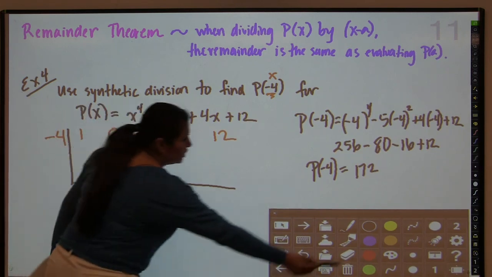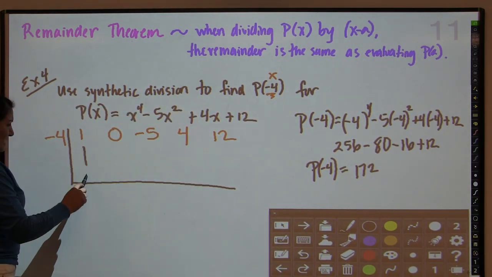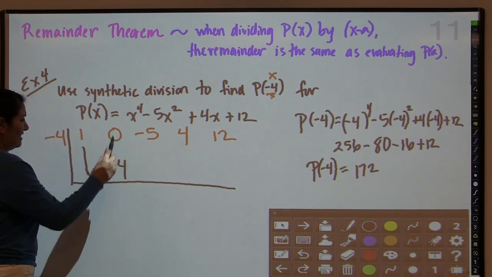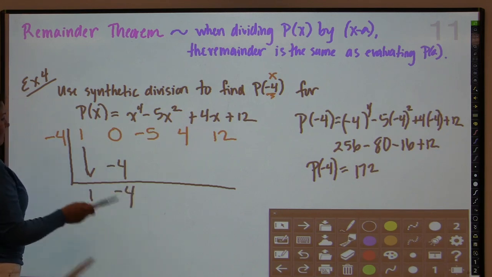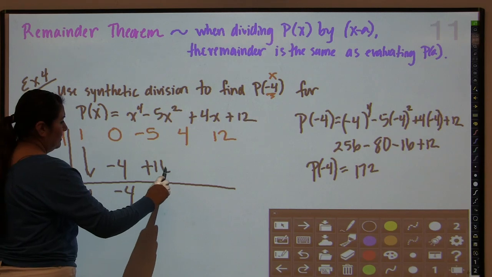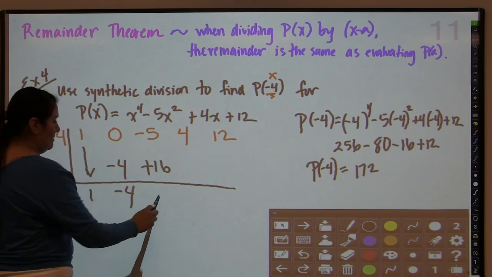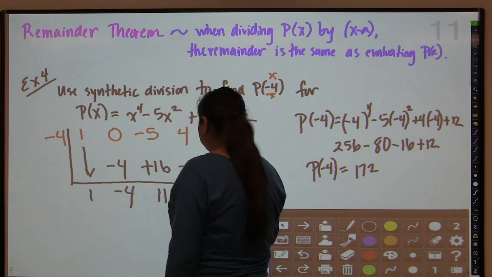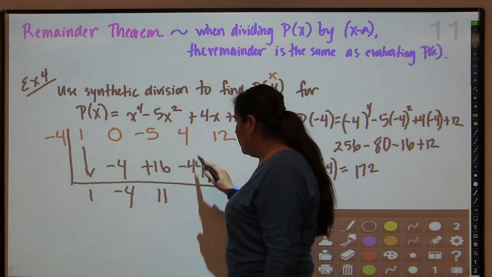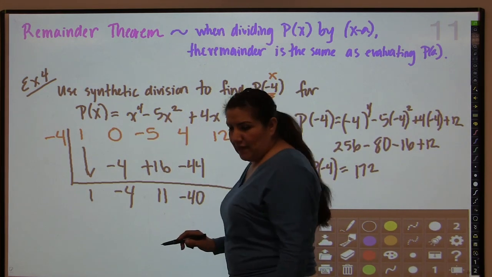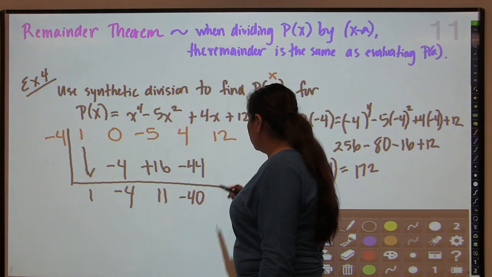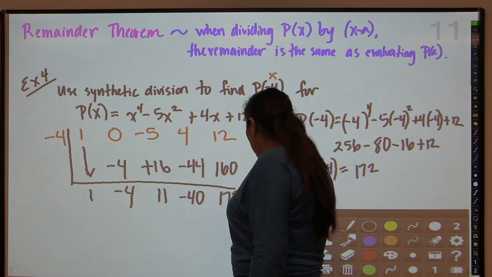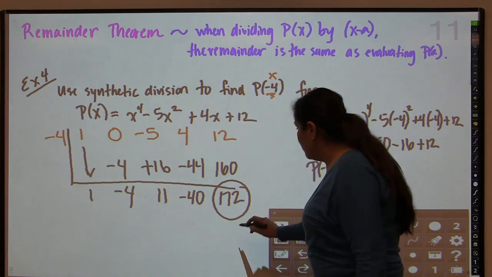Okay? So according to synthetic division, we always bring down the first number, which is a 1, and then multiply. 1 times negative 4, negative 4. Add these together, 0 and negative 4 is negative 4. Negative 4 times negative 4 is positive 16. 16 minus 5 is 11. 11 times negative 4 is negative 44. Negative 44 plus 4 is negative 40. Negative 40 times negative 4 is positive 160. And 160 plus 12 is 172. This is the remainder.